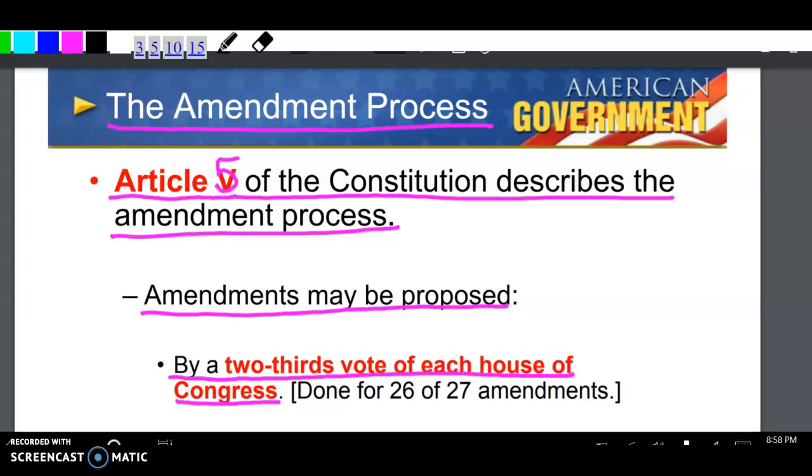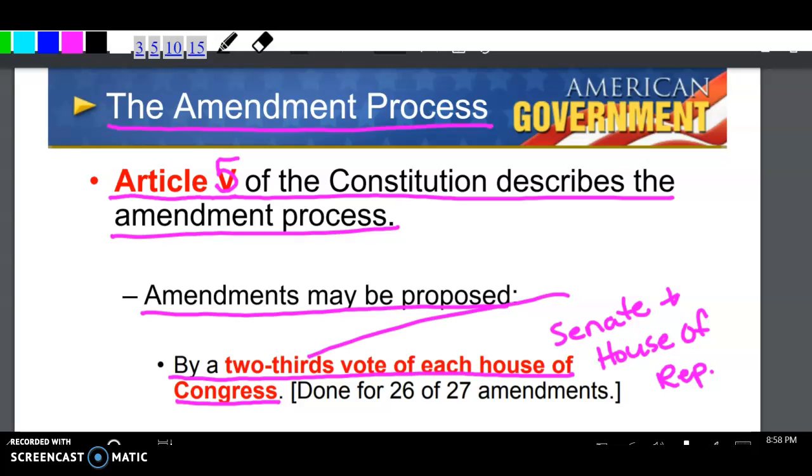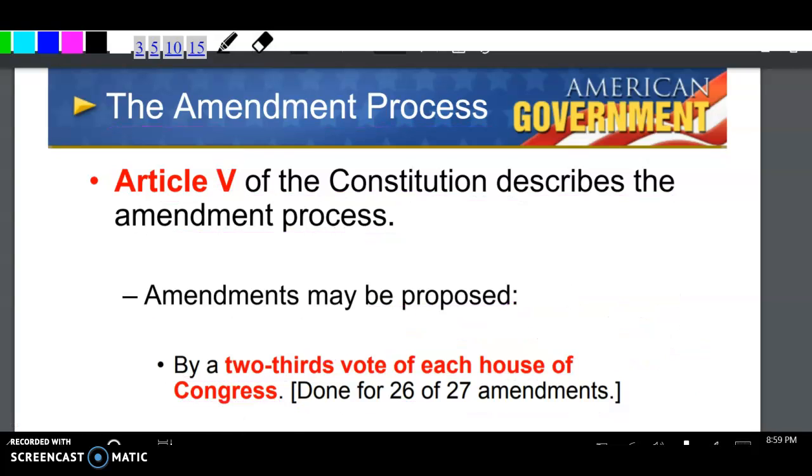That means the Senate and the House of Representatives. So both parts of Congress. So you have to have a 2/3 vote in the Senate and a 2/3 vote in the House in order to even propose that an amendment be made. There are 27 amendments to our Constitution, and this is how 26 of the 27 amendments have been proposed.